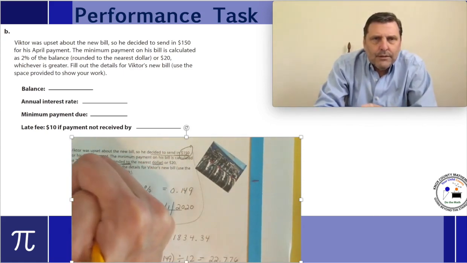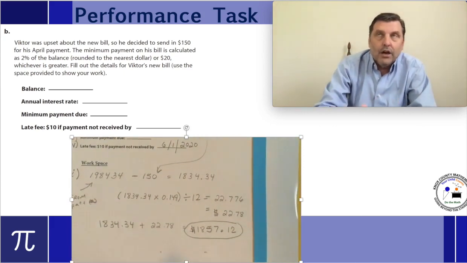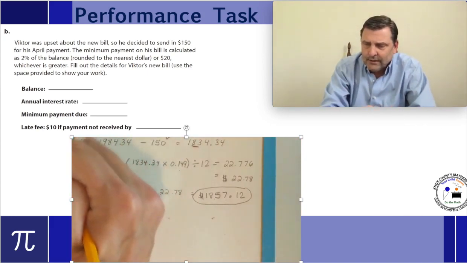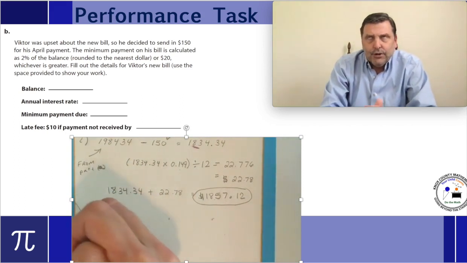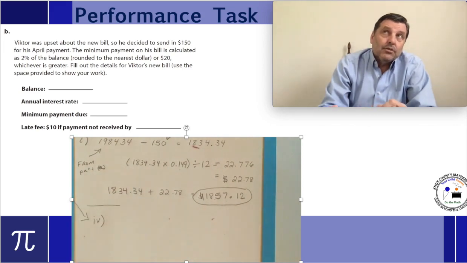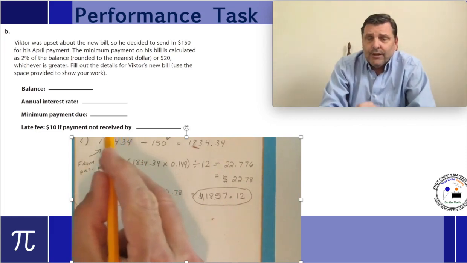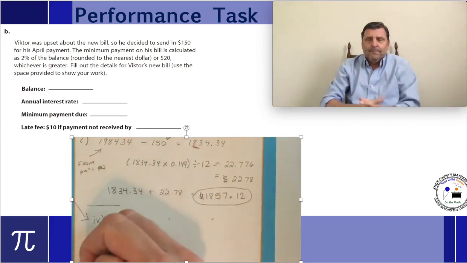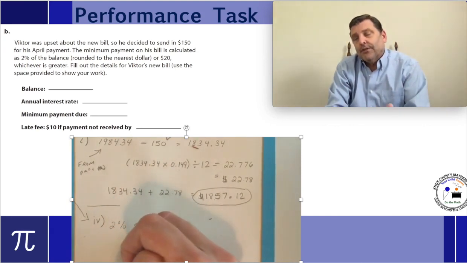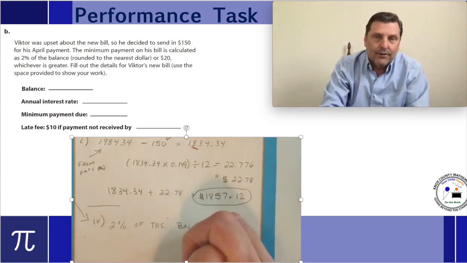The minimum payment due said the minimum payment is calculated on 2% of the balance. Remember, when we say "of," that means multiply. So 2% of the balance. 2%, written as a decimal, is 2/100ths. So I've got to find 2% of that $1,857.12, the new balance.